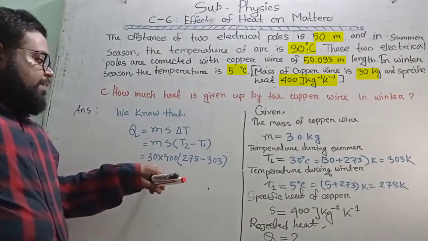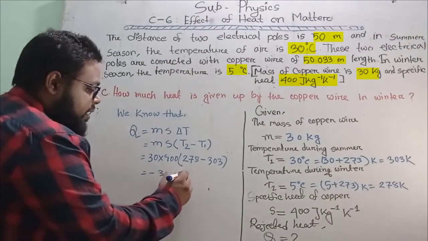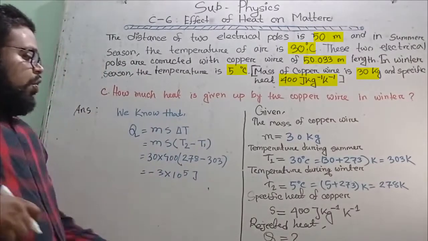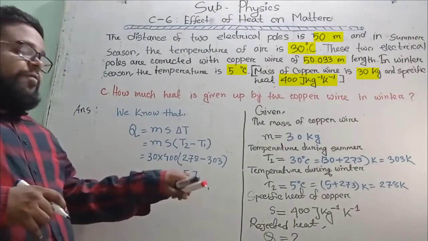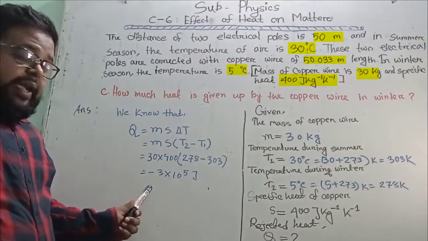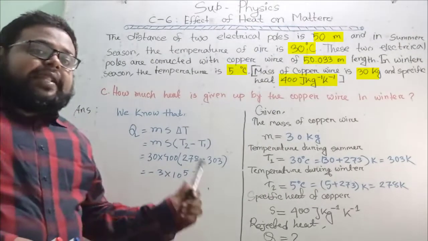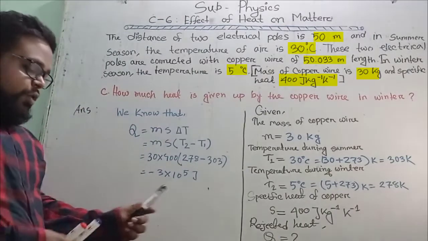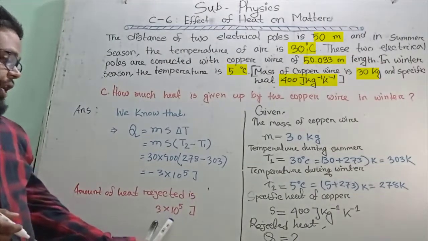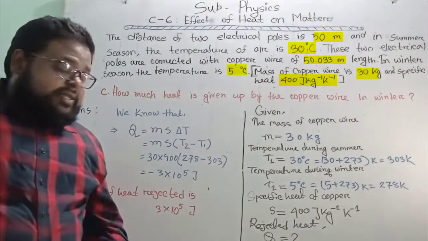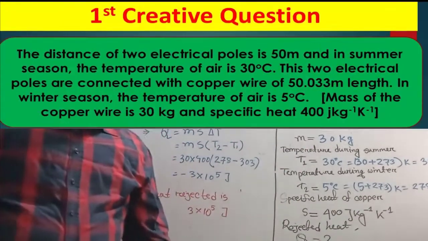Okay, and if we multiply all of these values, the value will be minus 3 into 10 to the power 5 joule. So the rejected heat by the copper wire in winter season will be minus 3 into 10 to the power 5 joule. Do you know why the answer is negative? Because in winter season the heat is rejected by the copper wire. That's why the answer is negative. Okay, so the amount of heat rejected by the copper wire is 3 into 10 to the power 5 joule. I hope you understand how to find the heat given up by the copper wire in winter season.